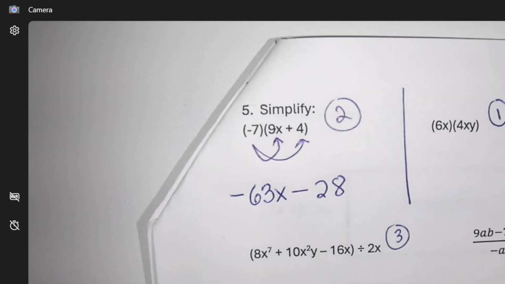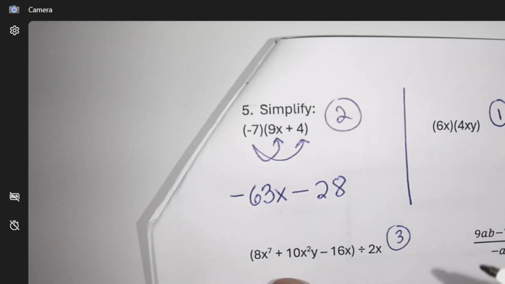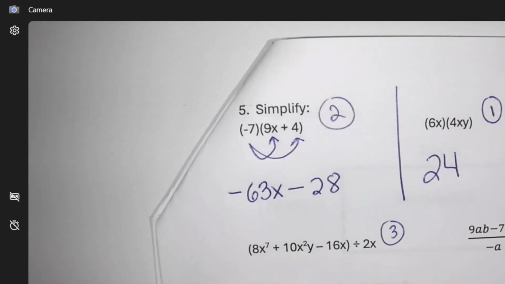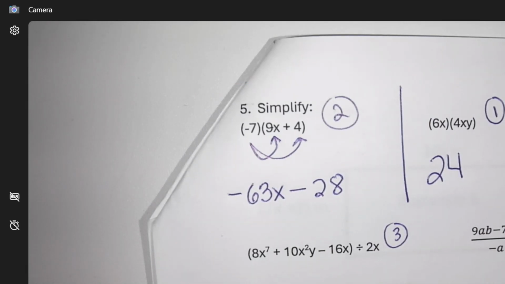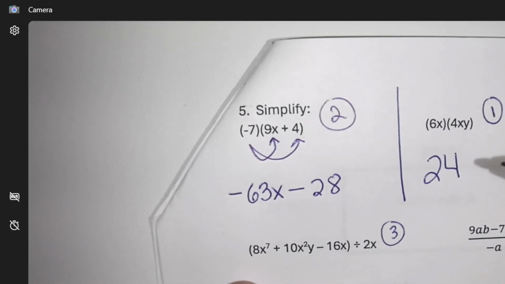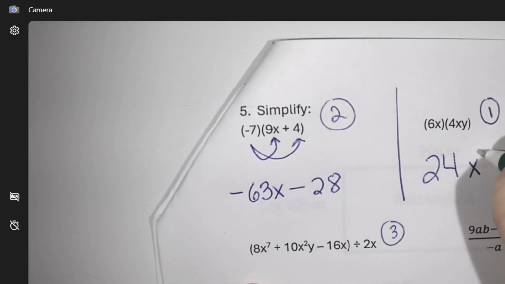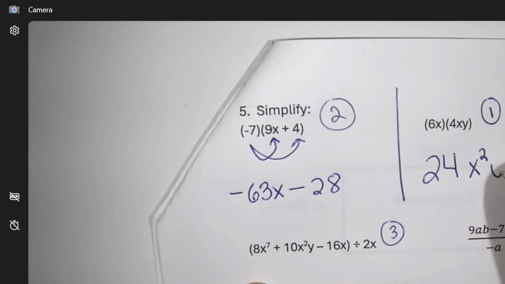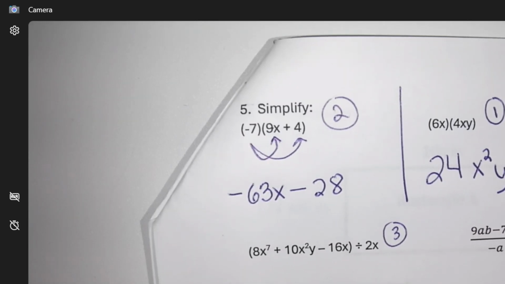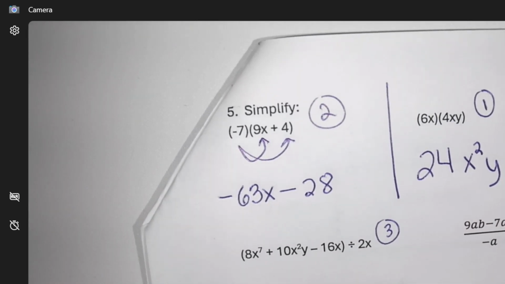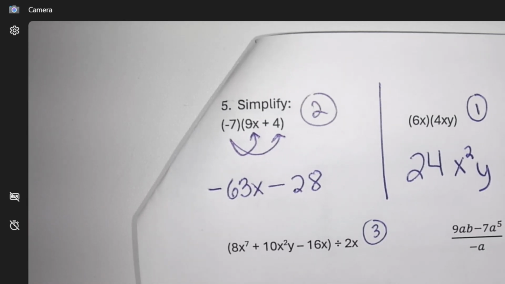Okay, on the next one, you're doing everything together because it's just 1 and 1. So go ahead, put the number together. So your number together should say 24. Now apply those exponent rules with variables. You have an x squared now and a y.